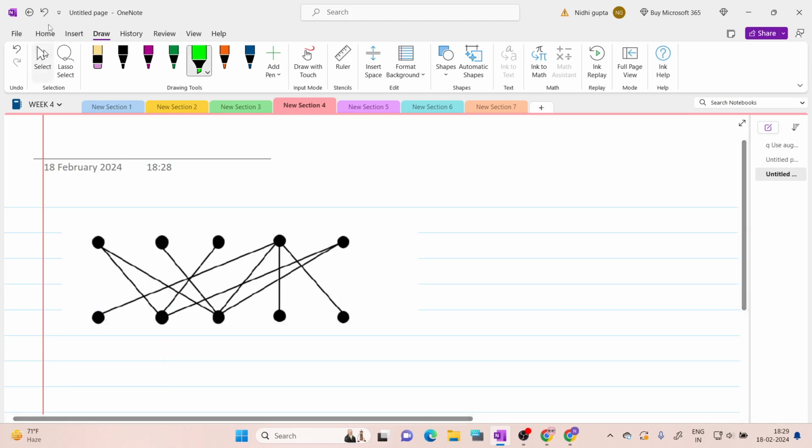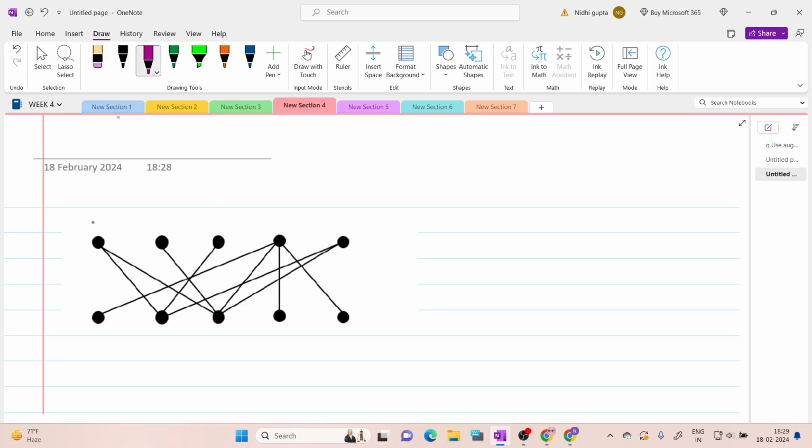Yes. So first of all, I'll just name the vertices so that it is easy. A, B, C, D, E, and U, V, W, X, Y. Okay. So now we have to find a maximal matching using an augmenting path algorithm.